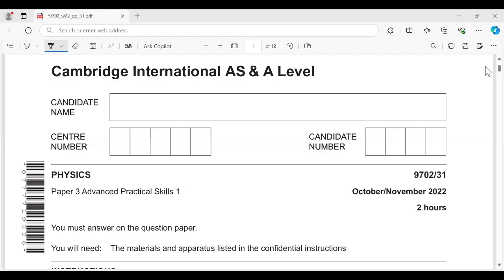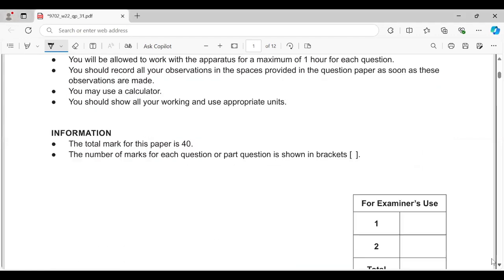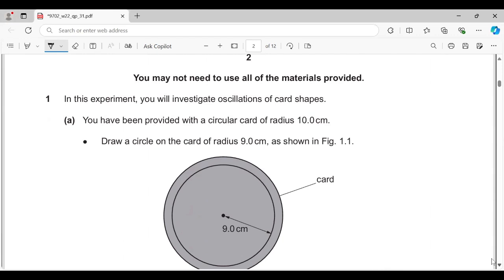In this video, I will explain how we do Paper 3 of Physics, Advanced Practical Class 1, from the October-November 2022 past paper from Cambridge International AS & A Level. Okay, let's start with the first experiment.